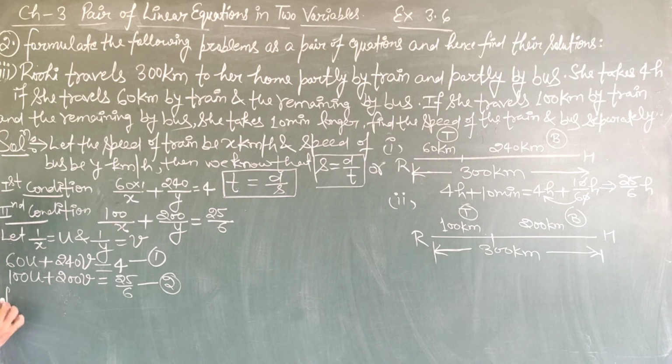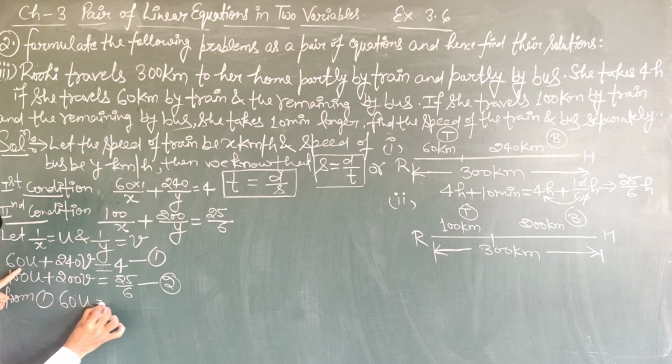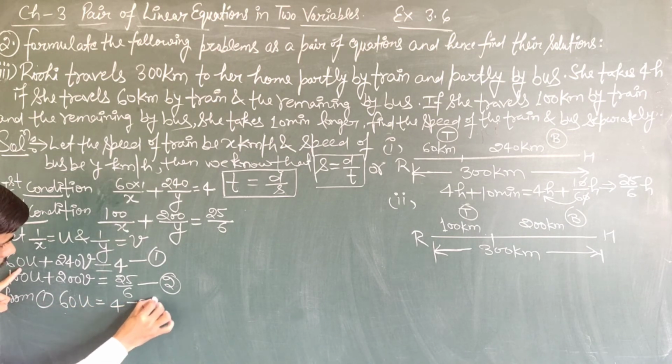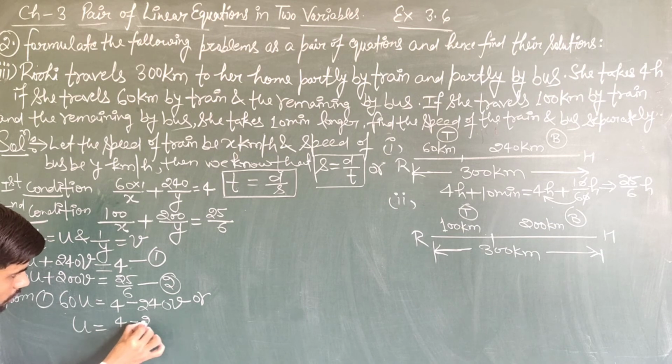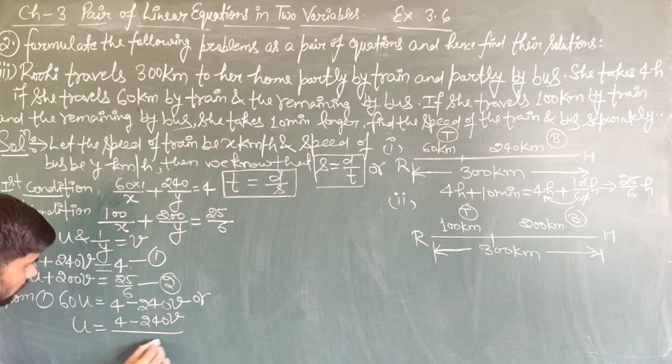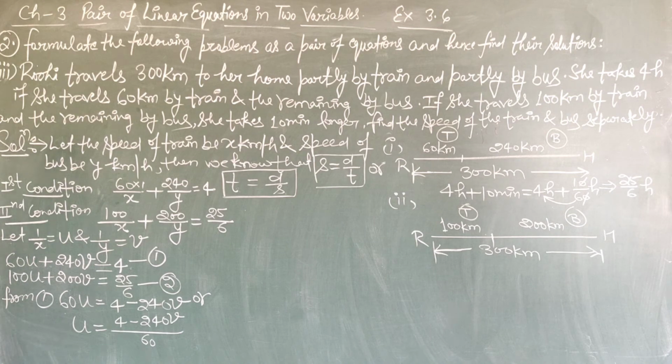Now from first, 60u plus 240v is equal to 4. 60u is equal to 4 minus 240v, because this 240v is on the positive side, this will be negative on the right side. Or we can write u is equal to (4 minus 240v) upon 60. Okay, now we can put this value in equation number 2.